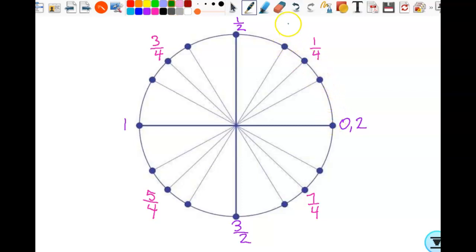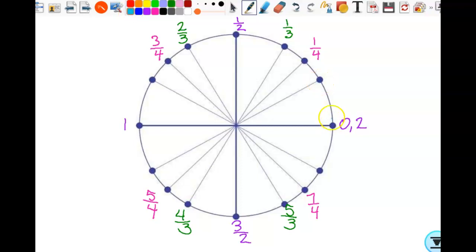This is 1/3 right here. I go another third, so this is 2/3. This is 3/3, which is 1. Here's another third, so this is 4/3. Another third is 5/3. And then another third is 6/3, which is 2. Right? So then we have one more marking on here that we didn't have on our number line.